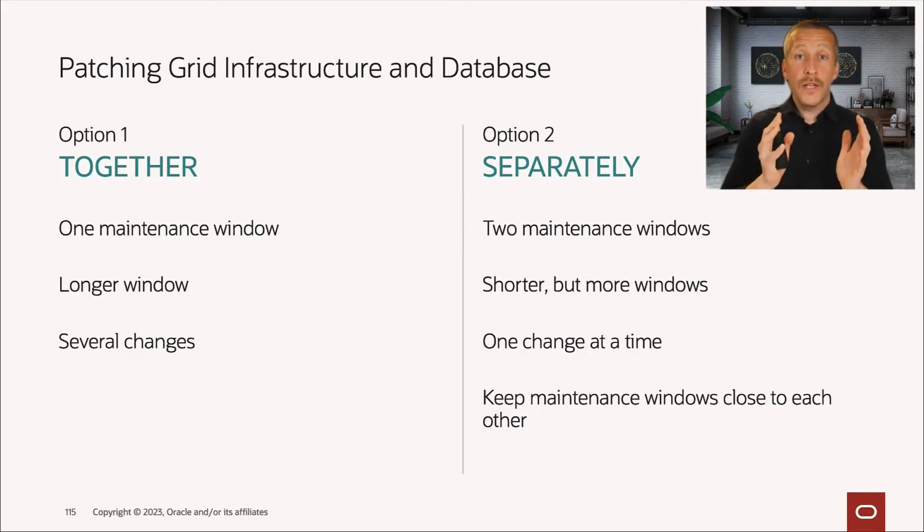If you decide to patch GI and database separately, the two maintenance windows that you arrange for GI and the database, they should be fairly close to each other, like two following weekends. Don't patch GI in 1 month and then proceed with the database 3 months later. Keep it fairly tight.